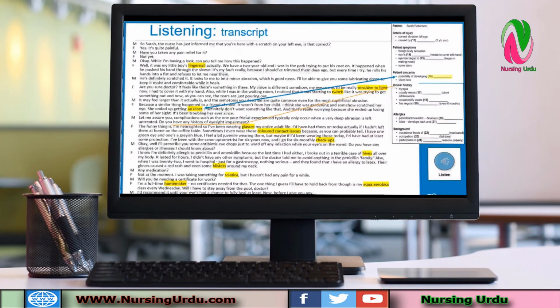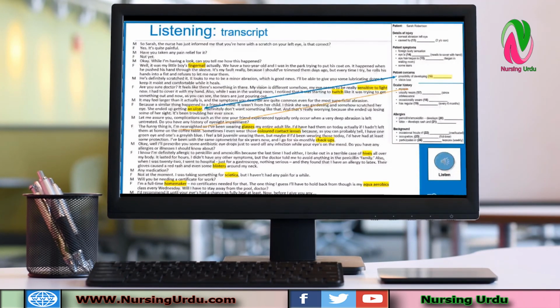Okay, so our next one. There's a lot of information here. Okay, a lot of information is given here. What is the paraphrasing or the synonym the patient uses for myopia? Can anyone see it? Nearsighted, right? So nearsighted.